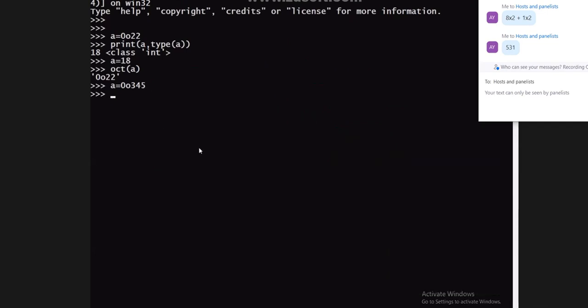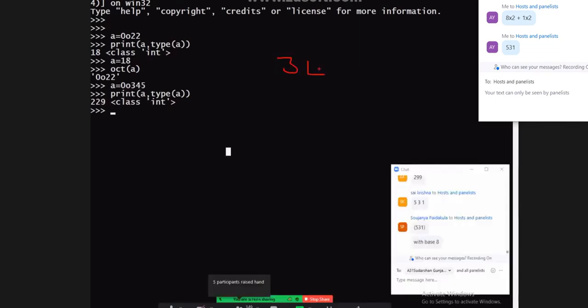You take print of a. You see that? What is this? 229. I hope something went wrong. 3 4 5, okay, I took it as octal. My dear students, please, I went wrong somewhere. This is base 8. I thought it is a decimal number. One minute, I went for a different conversion. This is octal, 345.